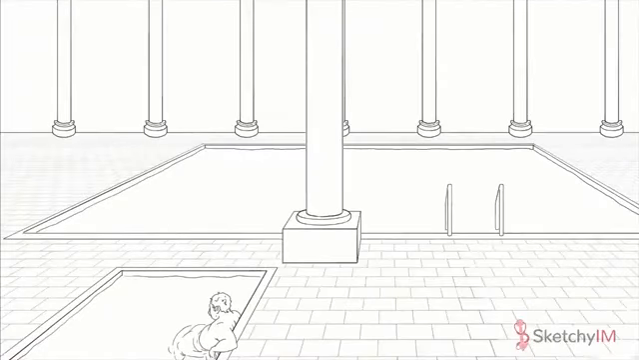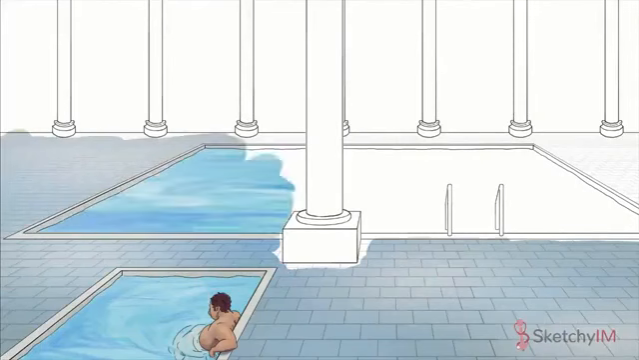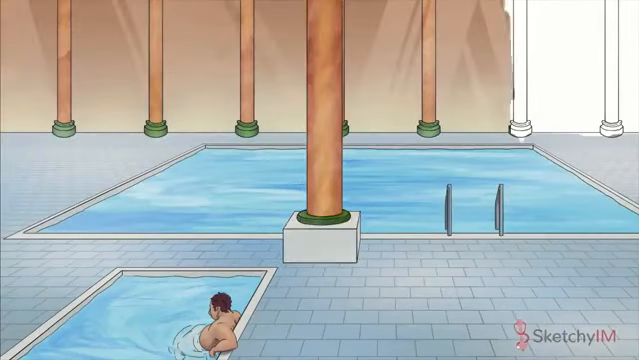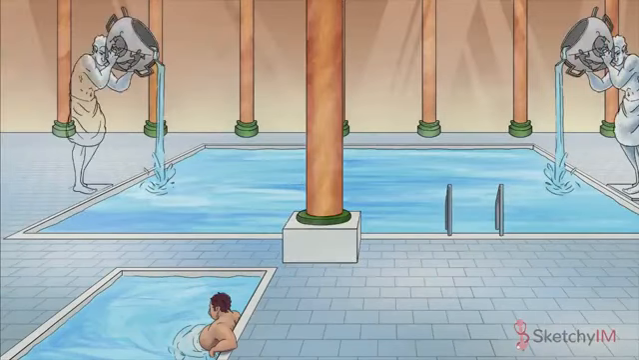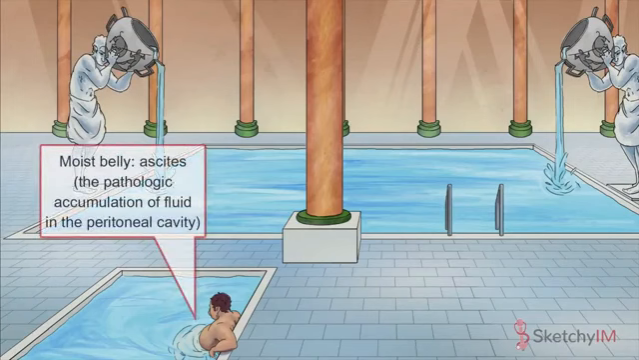Well, you know what they say. When in Rome, do as the Romans do. Get naked. What better place to discuss all the moist details of ascites than in an uncomfortably dampened, likely unhygienic Roman bathhouse? Ascites is the pathologic accumulation of fluid in the peritoneal cavity.